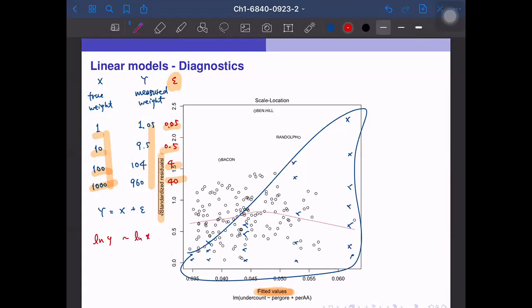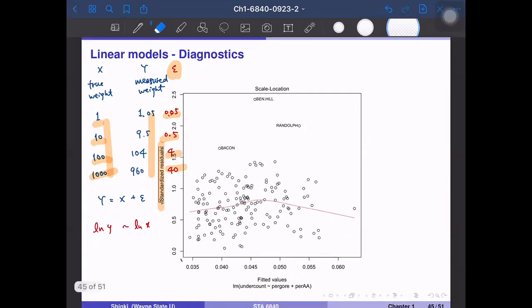So this figure can detect such pattern. But in this case, actually, we don't really see any, we don't need transformation between x and y.